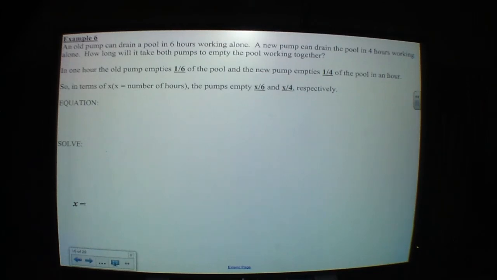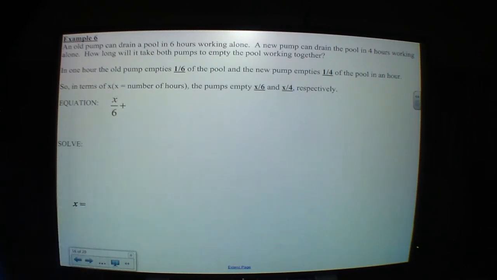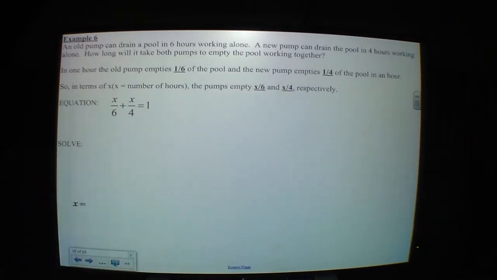So now my equation then, when I'm looking at it, I know if I have X hours over 6 plus how many hours it takes over 4, it'll equal 1 whole pool. So working together, I can empty 1 whole pool. And it's going to work X hours. And there's my equation I need to solve. Okay? Because if it worked 1 hour, you would do 1/6 and 1/4. If you'd add those together, that's how much of the pool would be emptied.